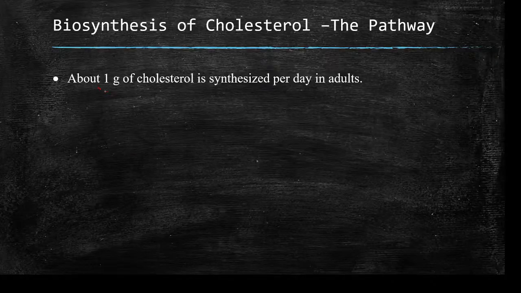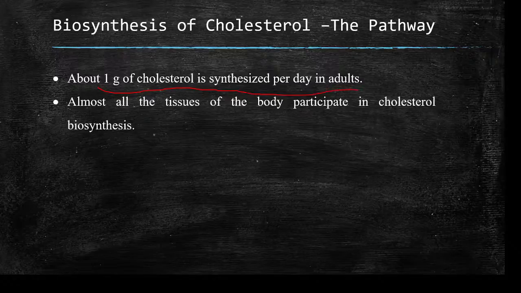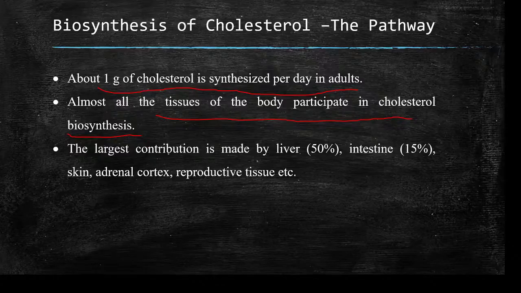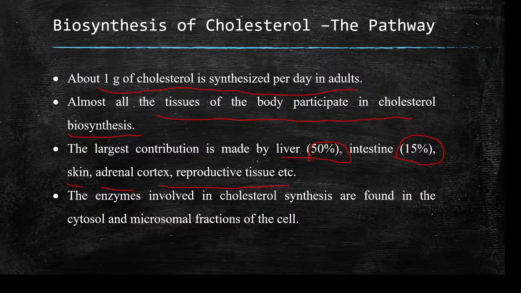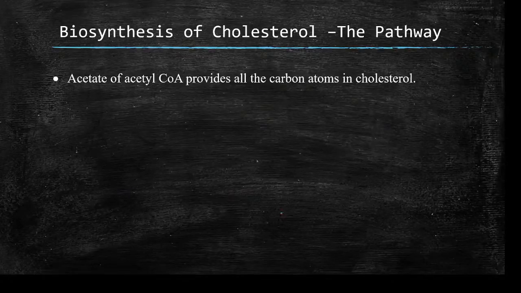Before that, about 1 gram of cholesterol is synthesized per day in adults, and almost all the tissues of the body participate in cholesterol biosynthesis. But the largest contribution is from the liver, around 50% of the cholesterol is synthesized in the liver and 15% in the intestine, and a small amount is also synthesized in almost all parts of the body like skin, adrenal cortex, reproductive tissues, etc. The enzymes involved in cholesterol synthesis are found in the cytosol and microsomal fractions of the cell. So cholesterol synthesis happens in the cytoplasm.